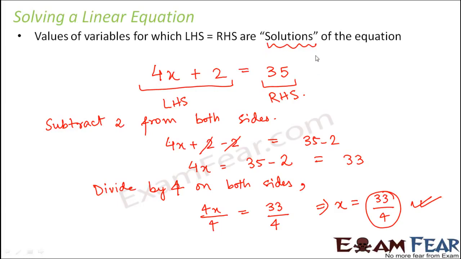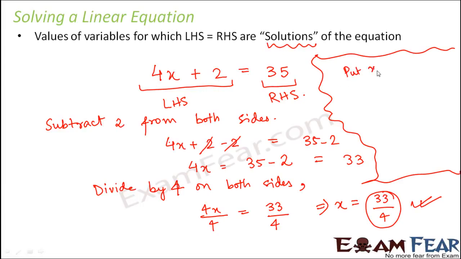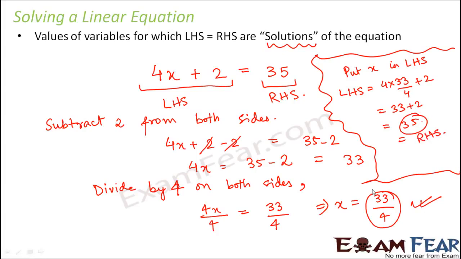Now if you want to verify, is it true that if we put the value of x as 33 by 4 in this equation, the relation will hold true? Let us try to do that. Let us put x in LHS. The left hand side will become equal to 4 into 33 by 4 plus 2. That will be 33 plus 2, which is equal to 35. And 35 is nothing but RHS. So by putting this value of x, we can see that LHS is equal to RHS. Therefore, this is the right solution for this linear equation.